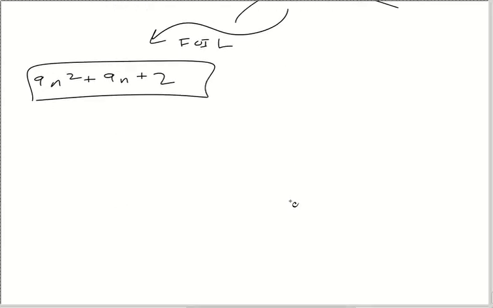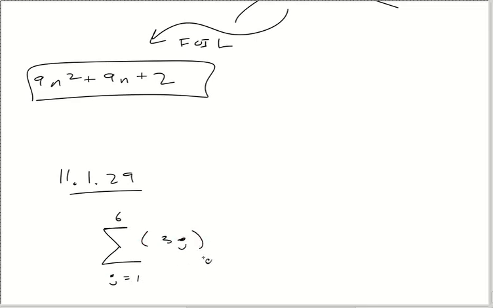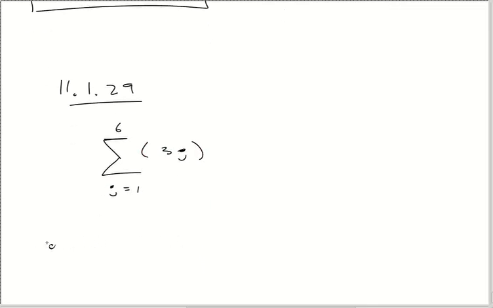So that's all sequences and stuff. Now let's talk about series. I got 11, 1, 29. They start with this problem here where I have this big E looking thing and a 6 and a J equals 1 and then a 3J. Now that's not an E. That's actually a capital sigma. That's a capital sigma. It means sum, like summation. Add it all up, that kind of thing.